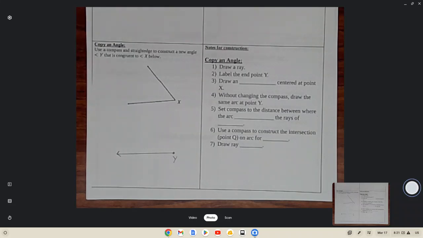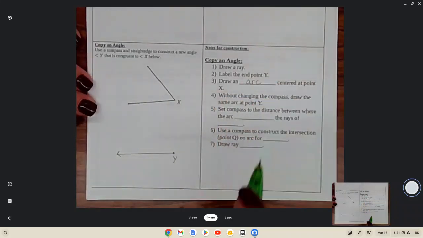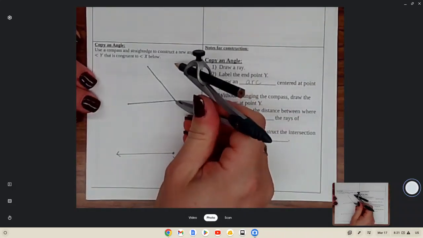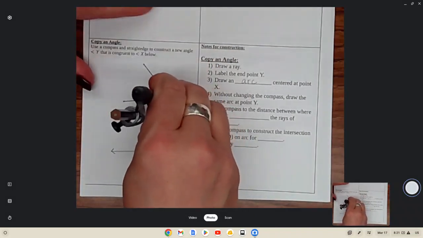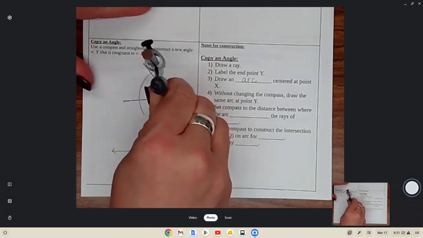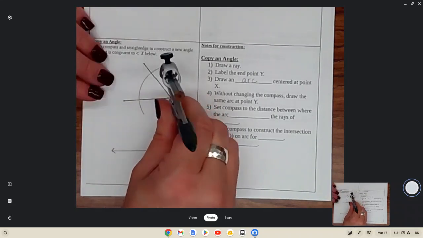So everyone should have their ray. Step 3, draw an arc centered at point X. So here's point X. I'm going to put the pin on X, and I'm just going to open my compass. I'm not going to open it as wide as the angle, but I'm going to draw an arc like this so that it intersects both parts of that angle.